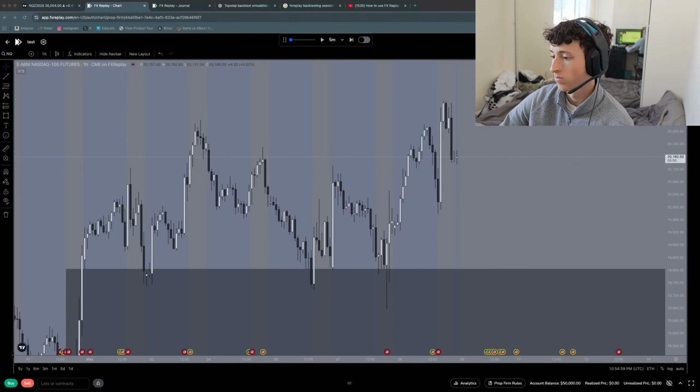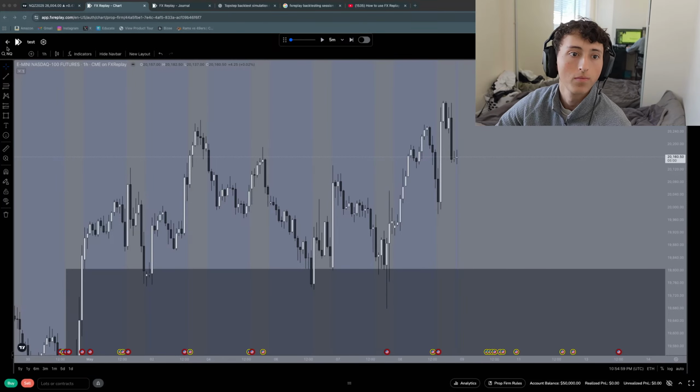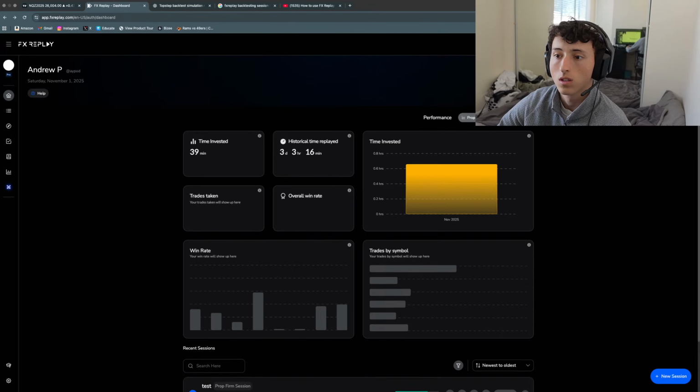Of the puzzle. Step 1: getting price to trade into a higher time frame key level. Step 2 is waiting for price to open up a 5-minute bullish fair value gap. Hold on, let's get out of this one really quick.